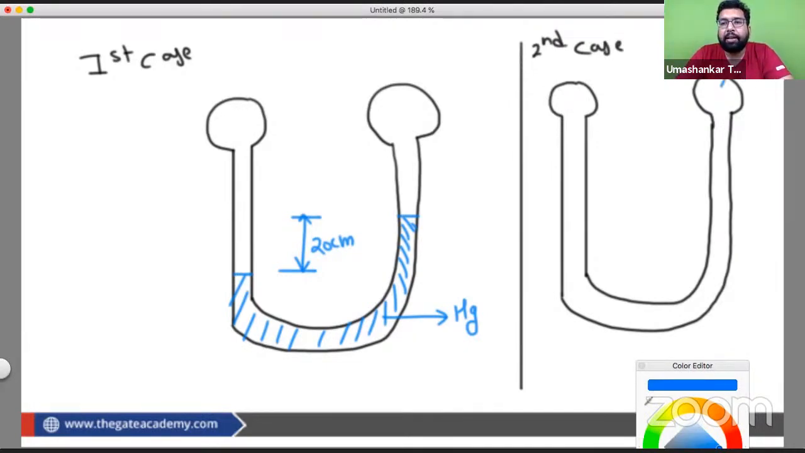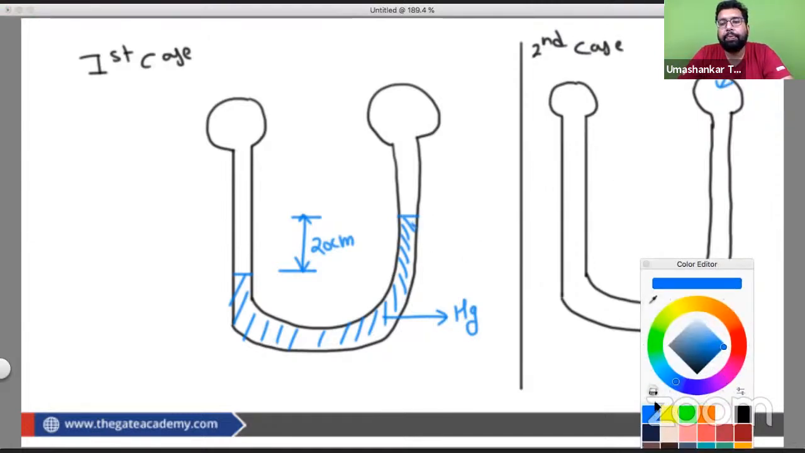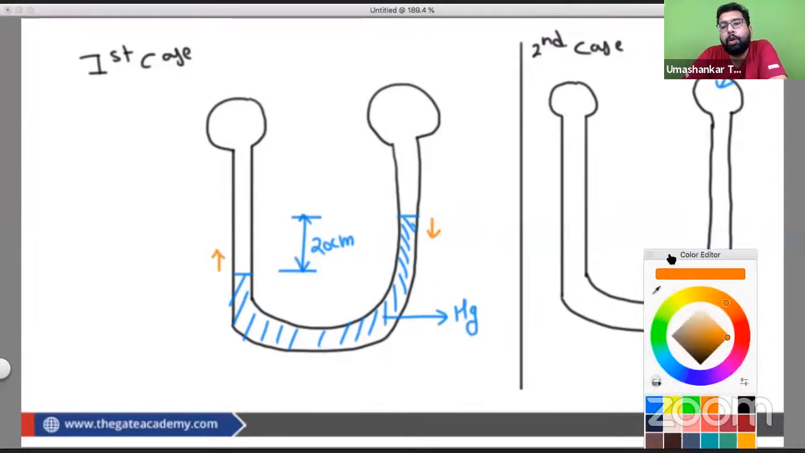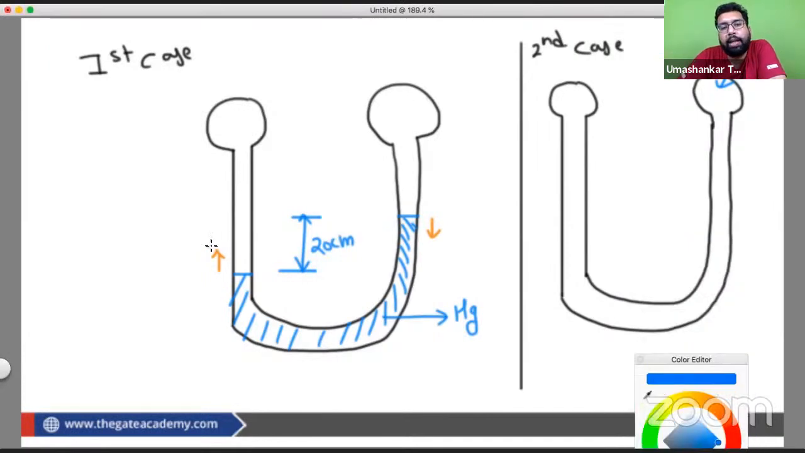Now, when we are increasing the pressure here, beta, this side will go down. Say yes or no. Now, if this side is going down, obviously by the law of conservation of mass, the left limb should go up. So when you start increasing pressure here, this is moving downward and this side will move upward, and this phenomenon must be stopped only when they reach the same level.